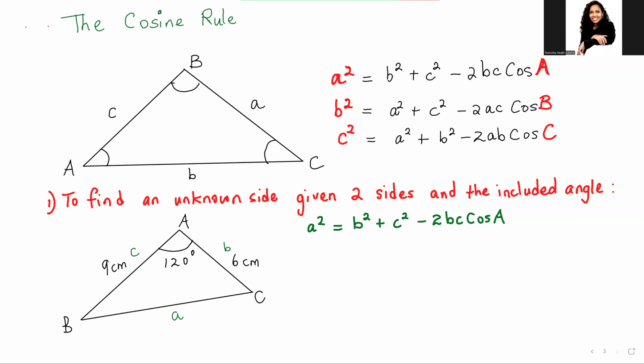We're going to substitute our values in there now. So a squared, I don't know what it is, I'm leaving it as a squared. a squared is equal to b squared. b is 6, so that will be 6 squared plus c squared, which is 9 squared, minus 2 times 6 times 9 times cos of the angle A, which is cos of 120 degrees.